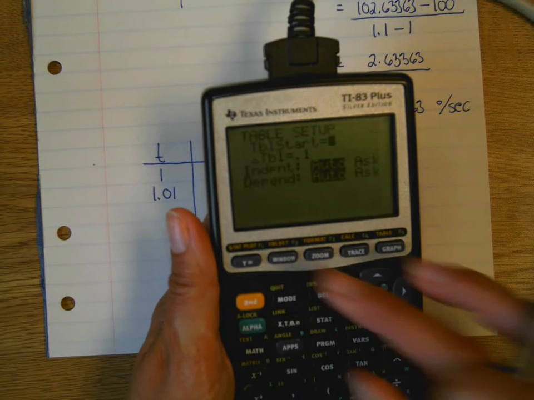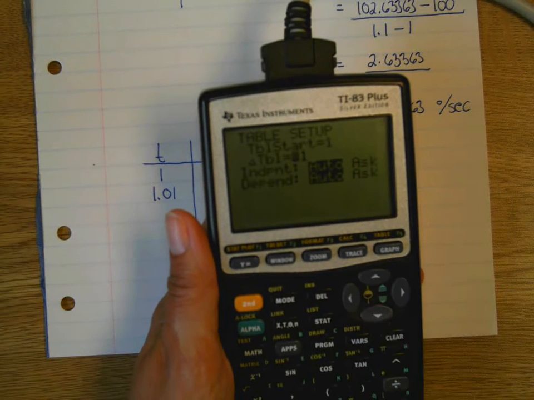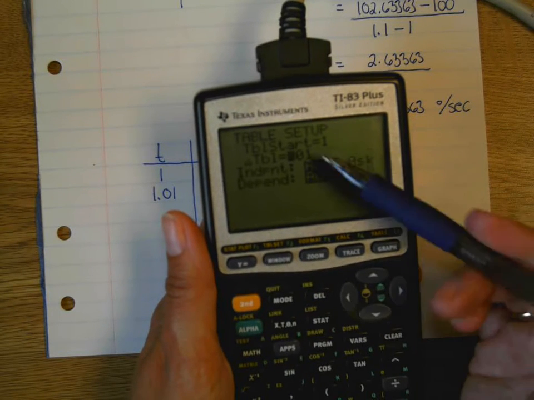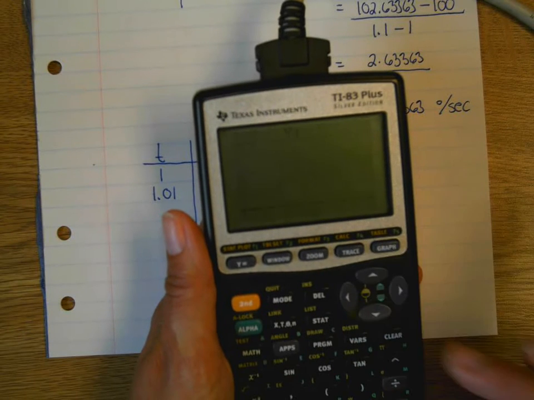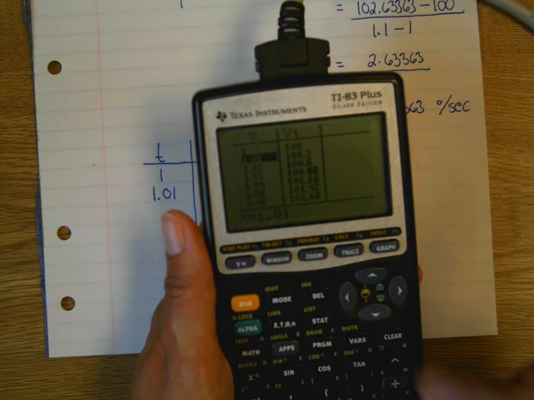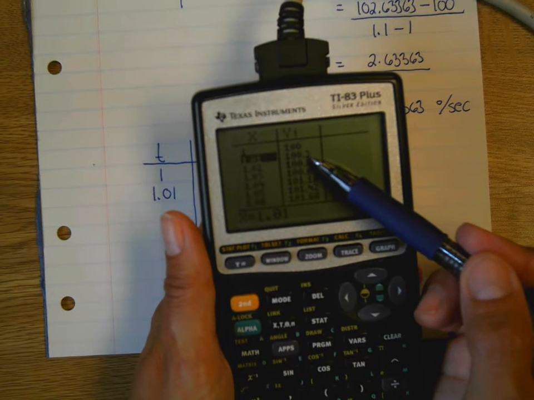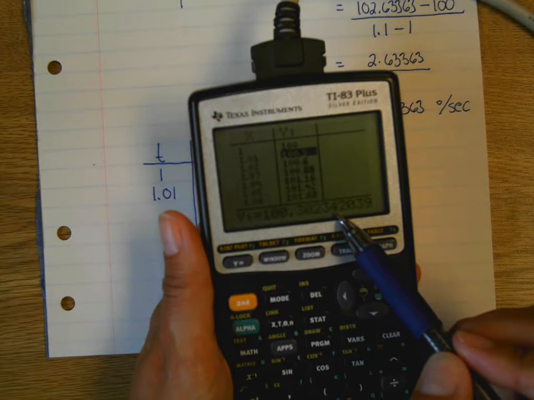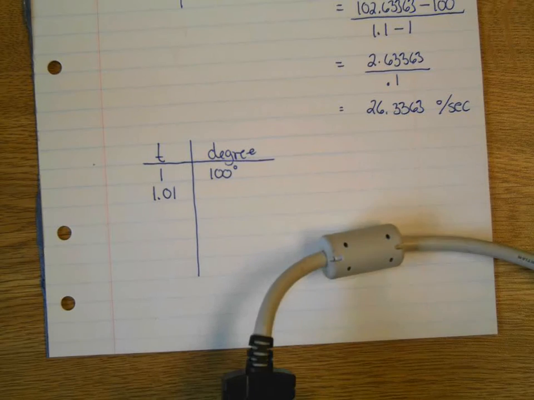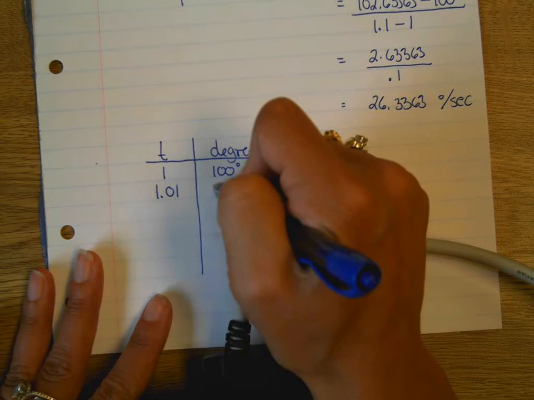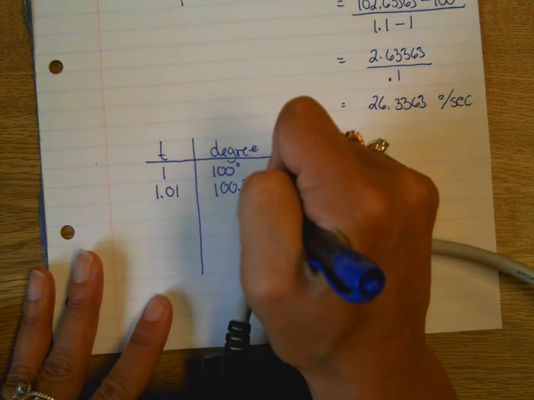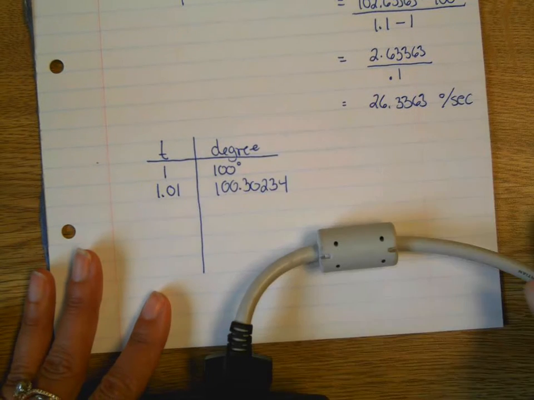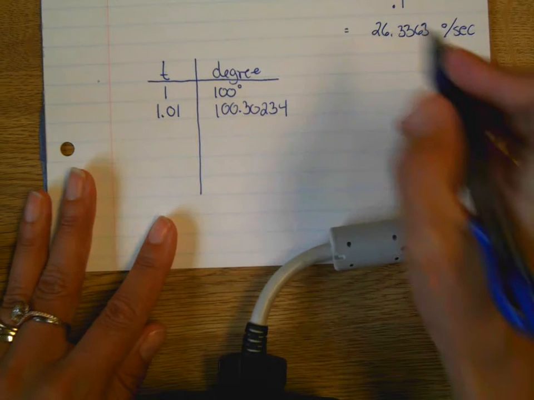So I'm going to go back to table set, leave it at 1. I'll go 1.01. Oops, not that. I'm going to have it jump by 0.01. Now I've got the 1.01 there. And again, you don't want to use 100.3 because the calculator is rounding off. You want to use this big decimal down here, and you want to go out at least 5. Now I'm at 100.30234.